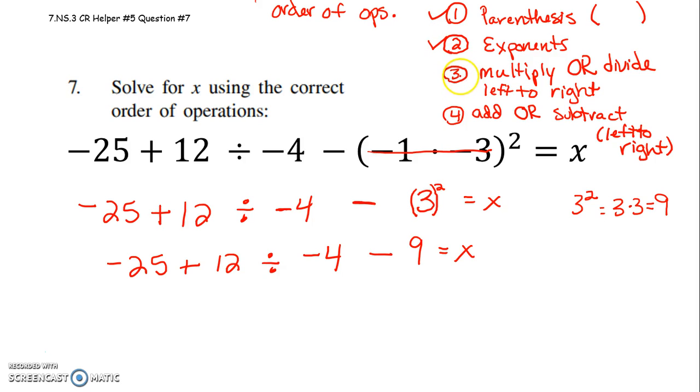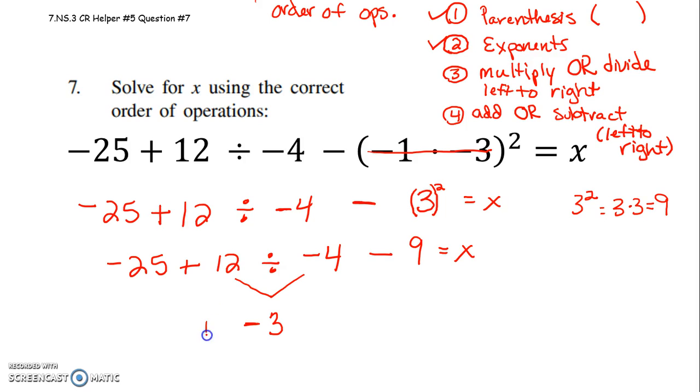Now I have to multiply or divide left to right. Well, there's only a division here. There's no multiplication. So now I focus in on the division. 12 divided by -4. A positive divided by a negative. Positive divided by a negative is a negative. 12 divided by 4 is 3. Keep everything else the same.